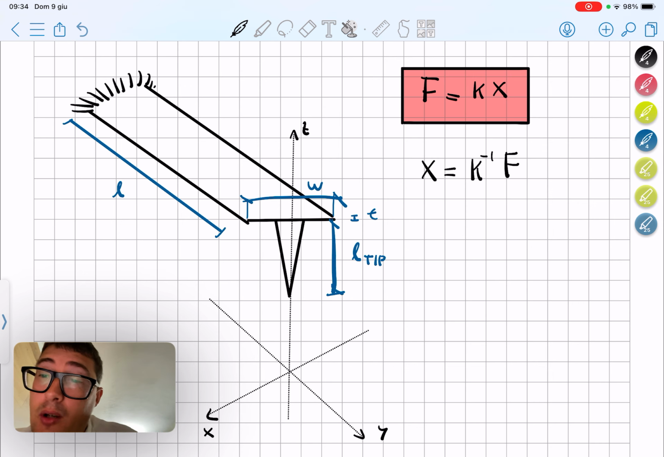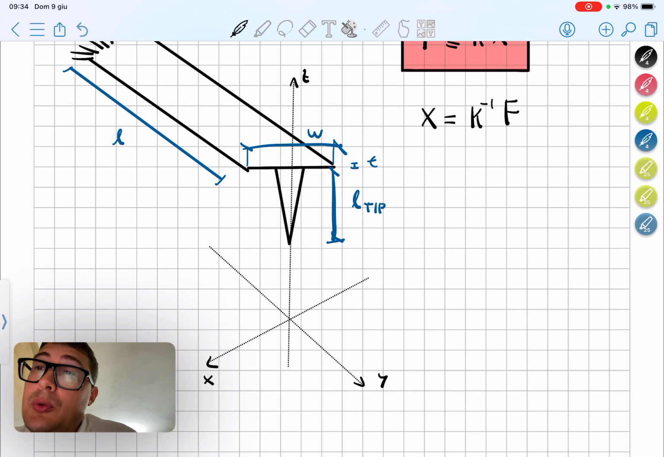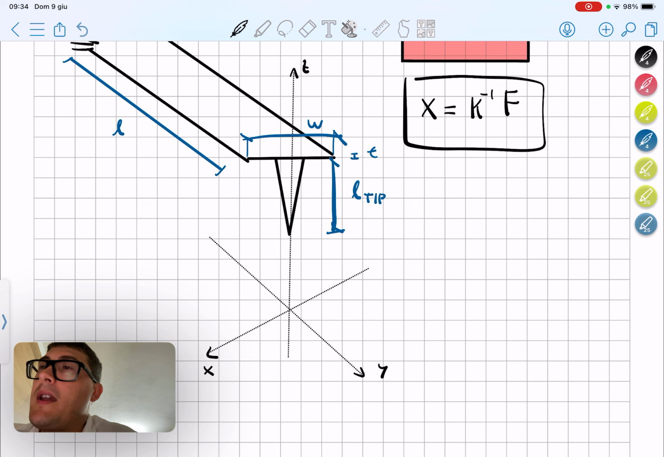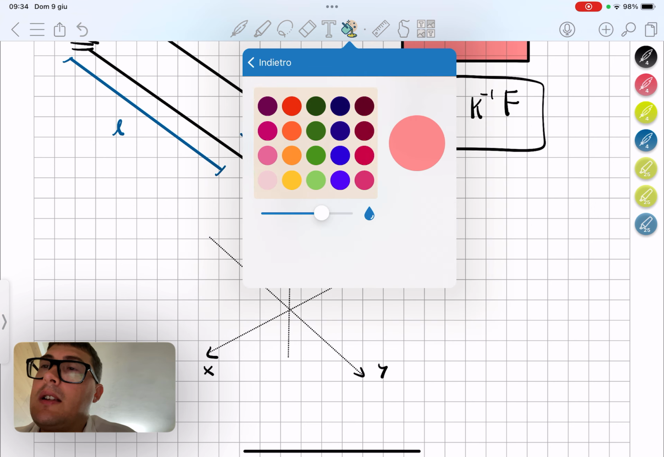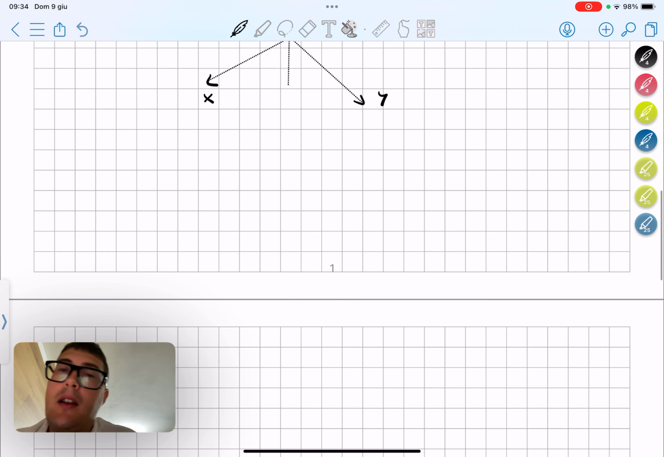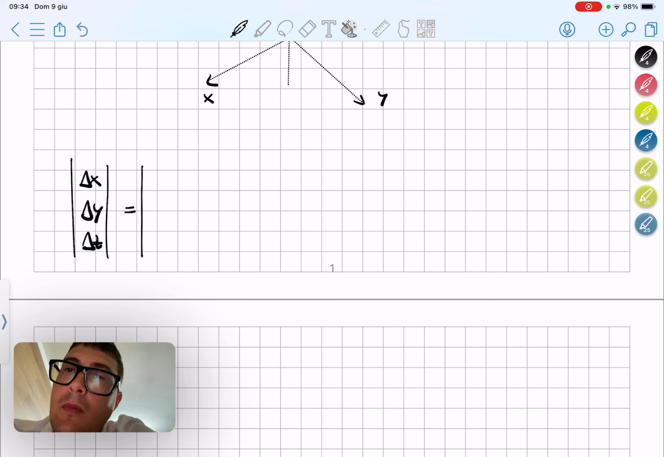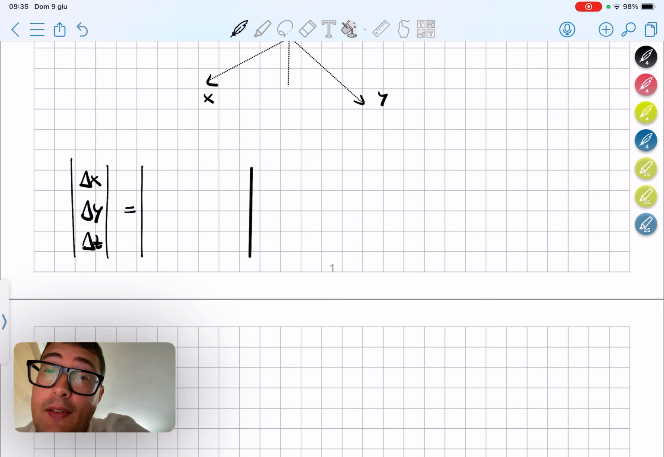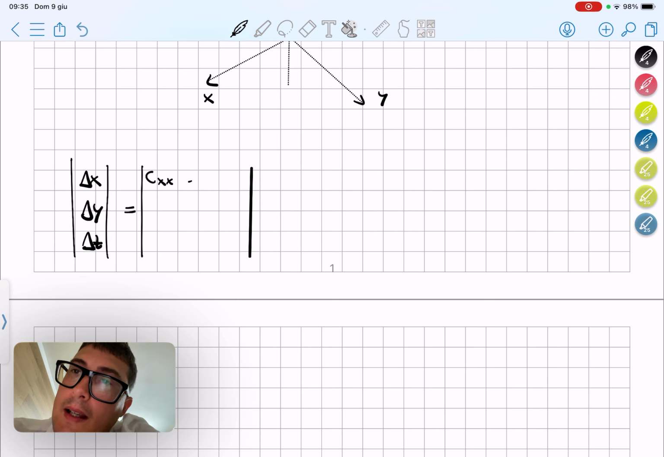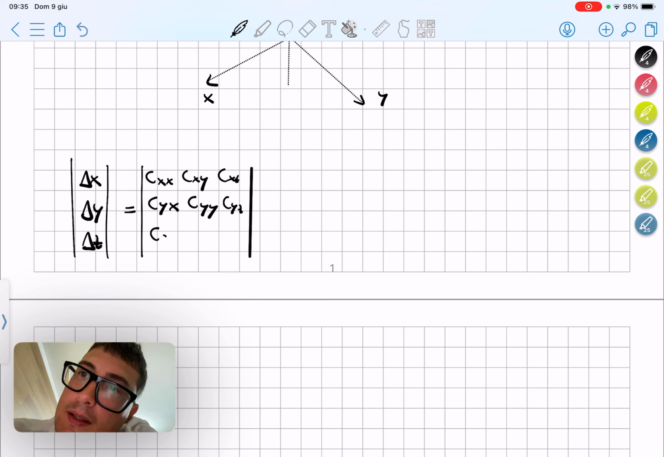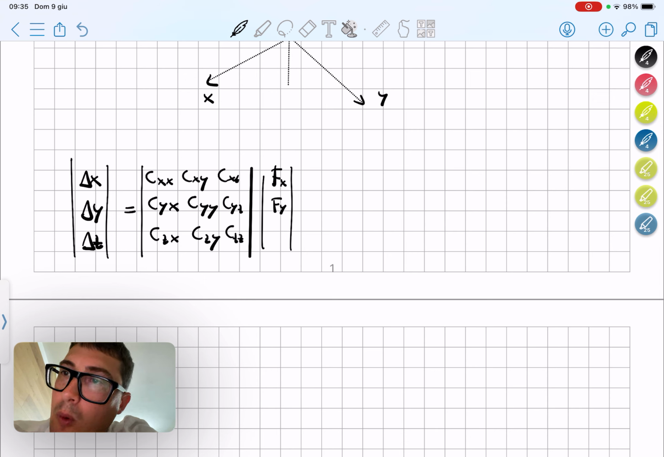But we have three directions here. We have x, y, and z. Therefore, starting from this monodimensional equation, we will need an equation which considers all three directions. So allow me to write it in terms of a tensor. We have our displacement vector, delta x, delta y, delta z, and a tensor which is the inverse of the stiffness tensor, which has 9 components: cxx, cxy, cxz, then cyx, cyy, cyz, czx, czy, czz. And the three forces vector, f of x, f of y, f of z.